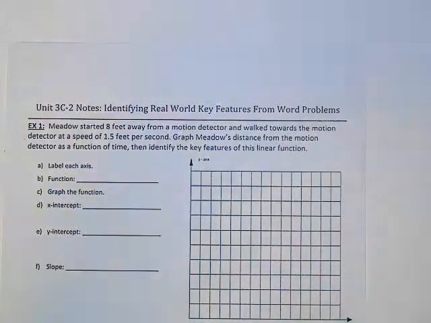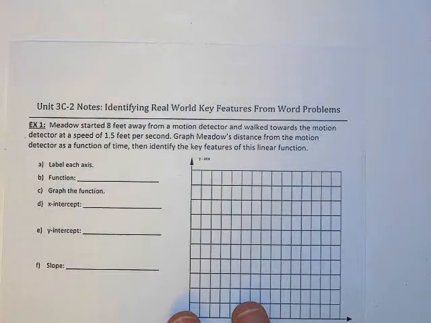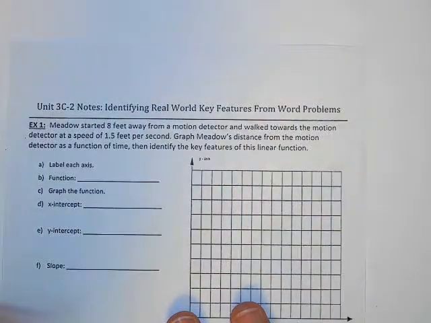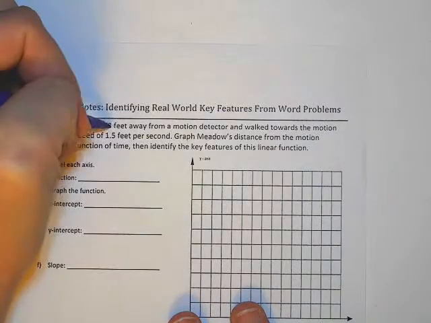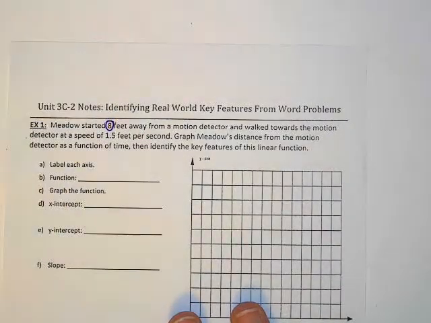Okay, so let's think about this. She starts 8 feet away, and she's walking towards it. So is she getting further or closer to it? Closer. Okay. So Meadows started 8 feet away from a motion detector. Any keywords here? Feet. She started 8 feet.